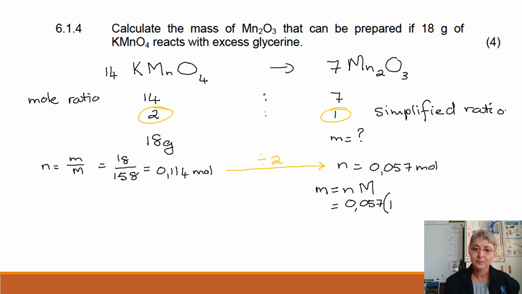Can't believe this. So it's 2 times 55 plus 3 times 16. It is 158. Okay, times 0.057, and we get 9.006 grams, which should actually be 9 grams. Or you could say 9.01 if you round it off properly.